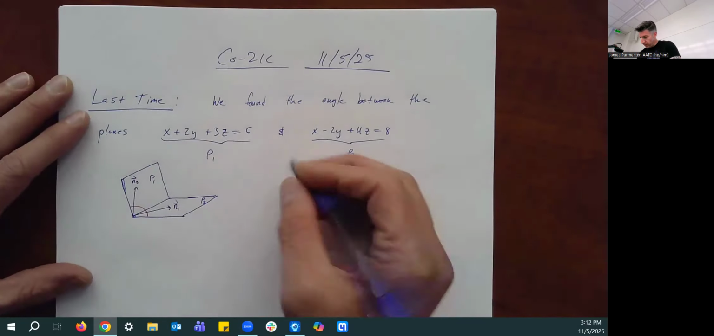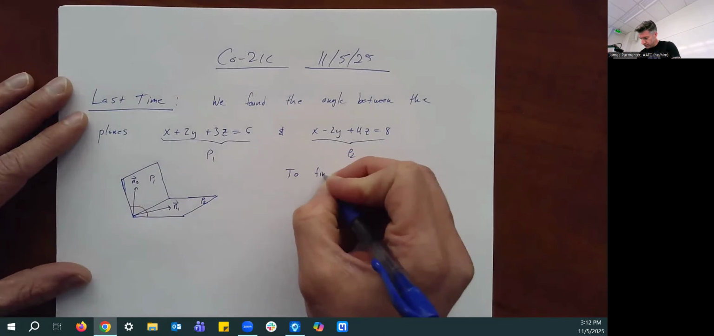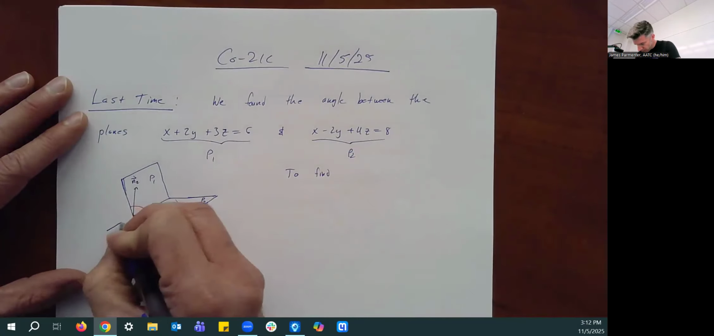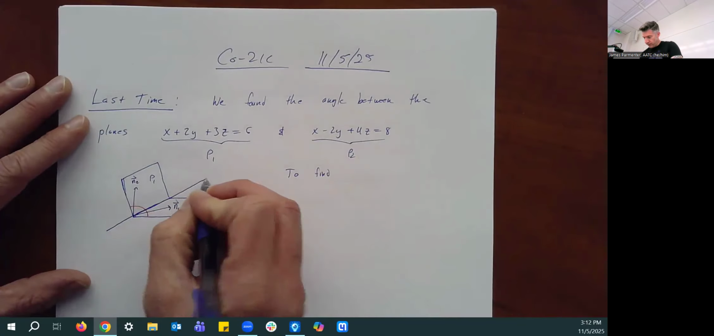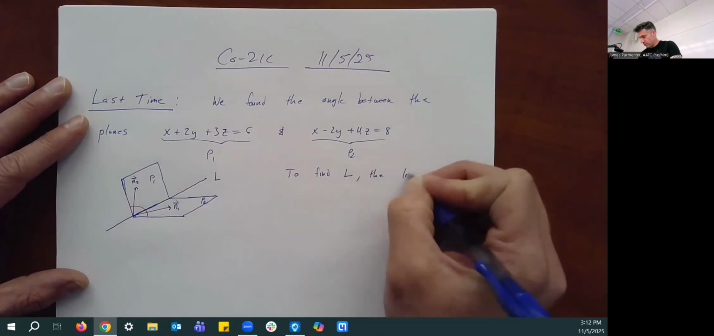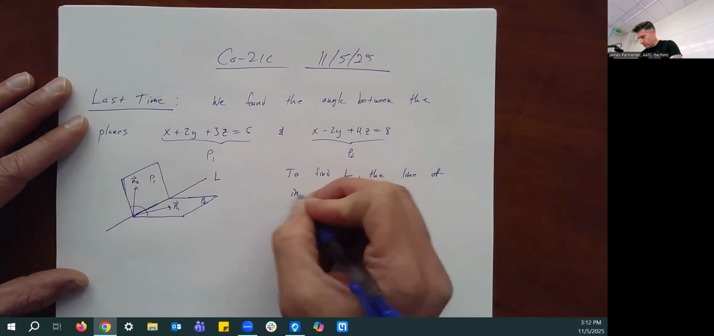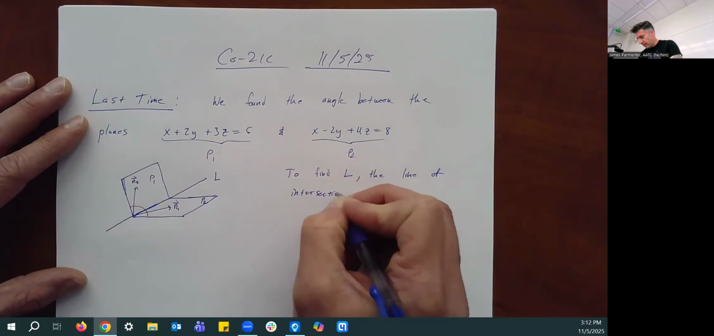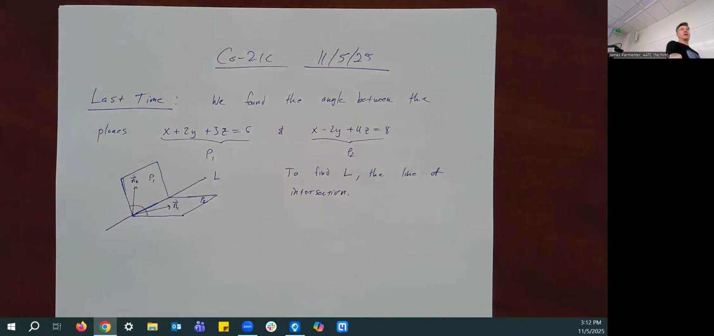So to find the line of intersection, which is right here, to find this line L, just like for any line in 2 dimensions, we need a point and a slope. In more dimensions, we need a point and a direction. So basically, we need the vector that gives us the direction of this line, and we need a point on this line. The direction vector is probably the easier thing to think about finding, actually.